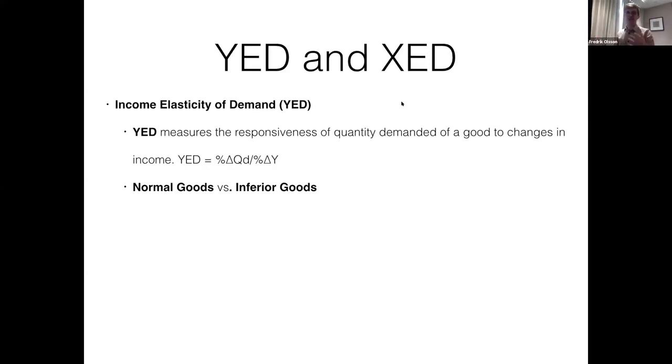Now, I'm interested a tiny bit in the maths of normal goods. Remember that our equation for YED is percentage change in quantity demanded over the percentage change in income, okay?